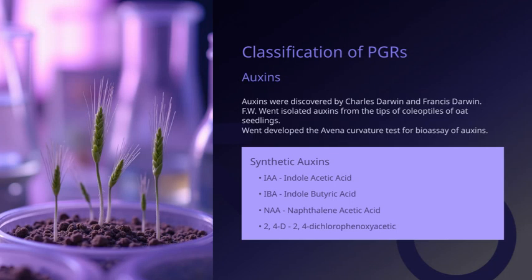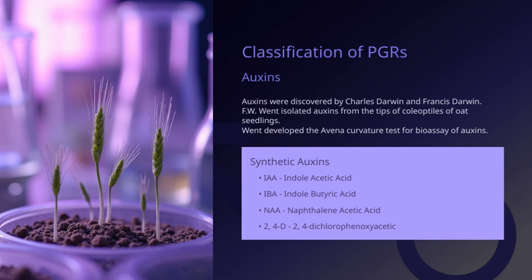Now, let's take a closer look at some of the synthetic auxins. We have 2,4-D, which stands for 2,4-dichlorophenoxyacetic acid. This compound is widely used in weed control due to its strong herbicidal properties. Then there's NAA, or naphthalene acetic acid, which is commonly used to promote root formation in cuttings. IBA, or indole butyric acid, is another important synthetic auxin often applied to stimulate rooting as well.